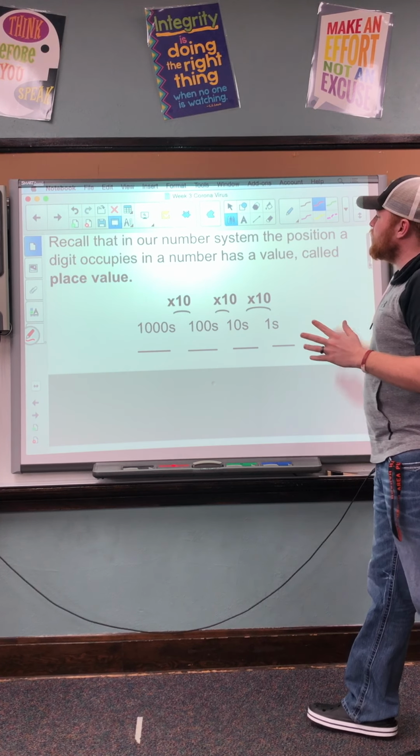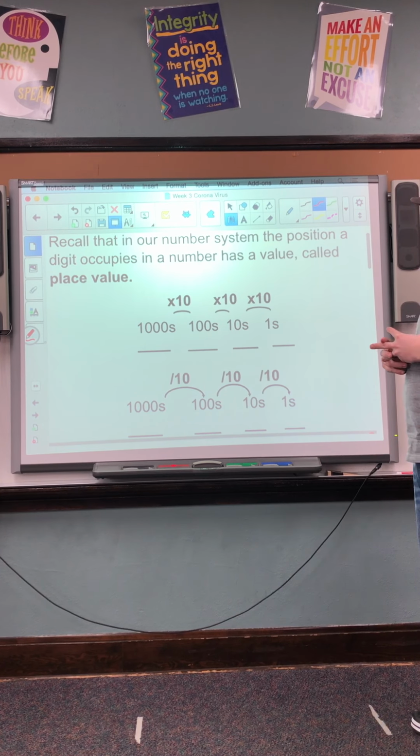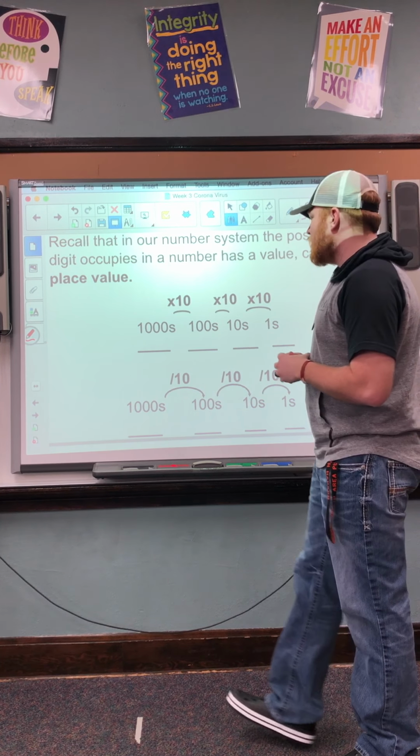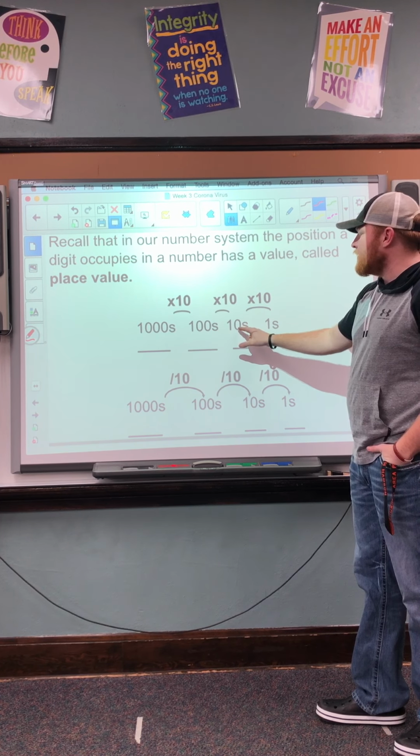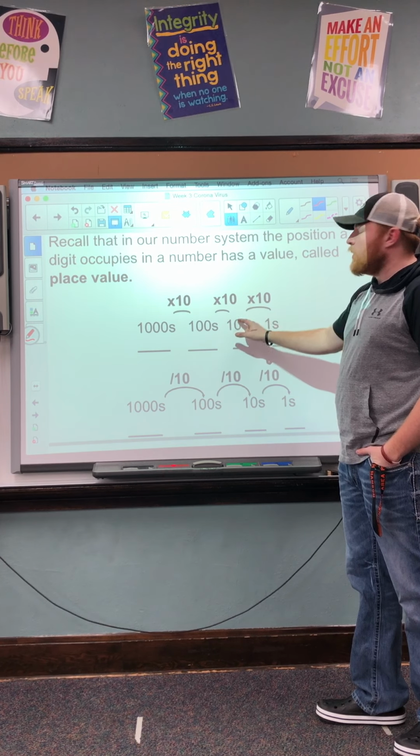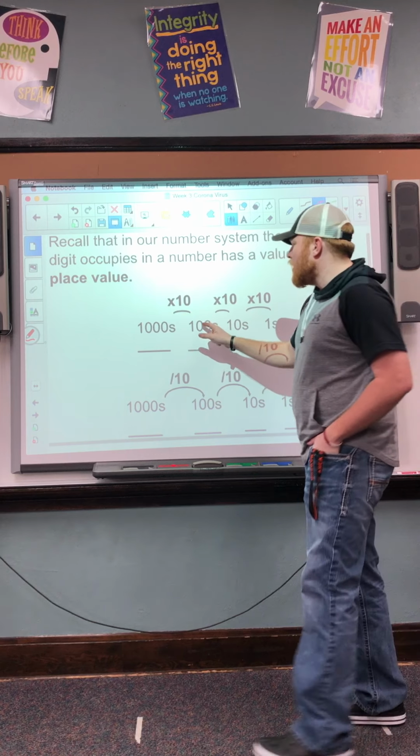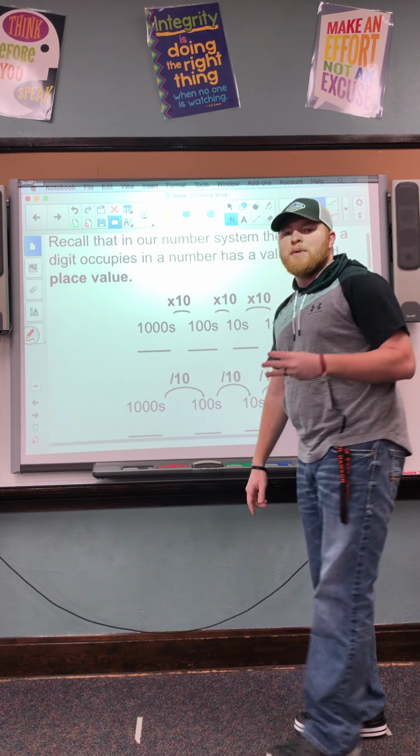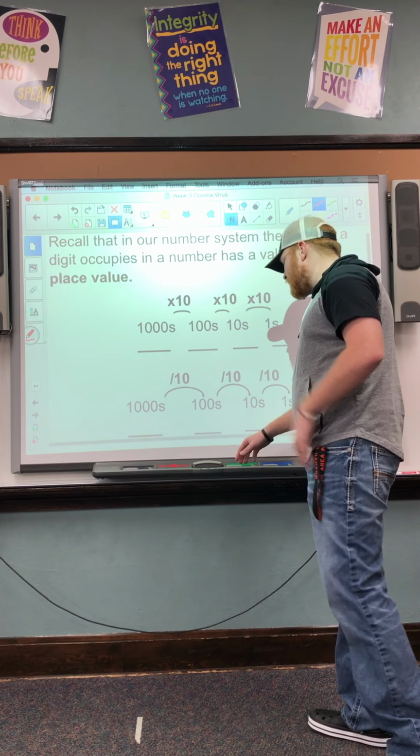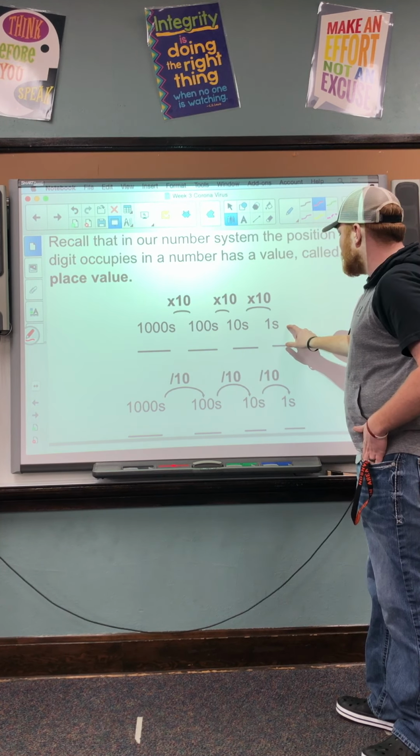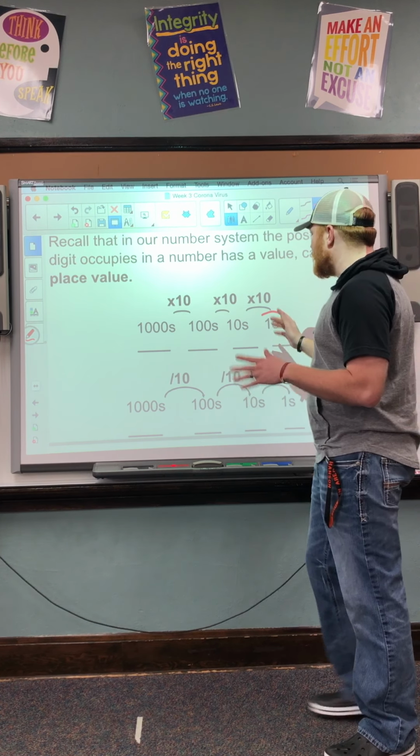Recall that in our number system, the position a digit occupies in a number has a value called a place value. So for example, if we start in the ones place and we go to the tens place, then we're multiplying by 10. If we go from the tens to the hundreds, we're multiplying by 10. Hundreds to the thousands, we're multiplying by 10. So whenever you move to the left from the decimal, you're always multiplying by 10.